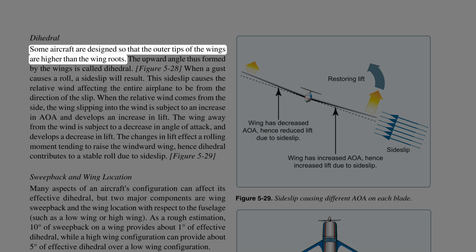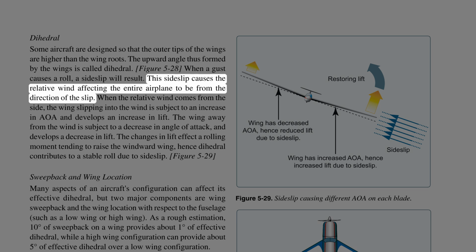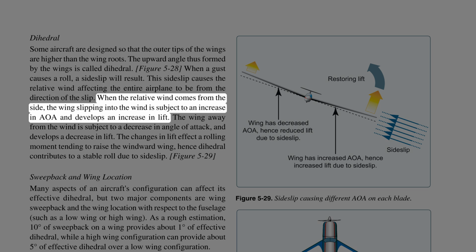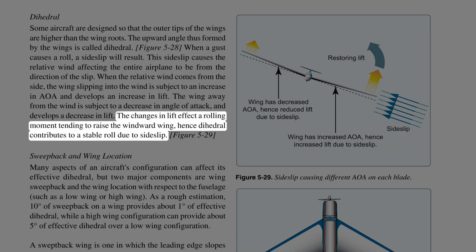Dihedral. Some aircraft are designed so that the outer tips of the wings are higher than the wing roots. The upward angle thus formed by the wings is called dihedral. When a gust causes a roll, a sideslip will result. This sideslip causes the relative wind affecting the entire airplane to be from the direction of the slip. When the relative wind comes from the side, the wing slipping into the wind is subject to an increase in AOA and develops an increase in lift. The wing away from the wind is subject to a decrease in angle of attack, and develops a decrease in lift. The changes in lift affect a rolling moment tending to raise the windward wing, hence dihedral contributes to a stable roll due to sideslip.